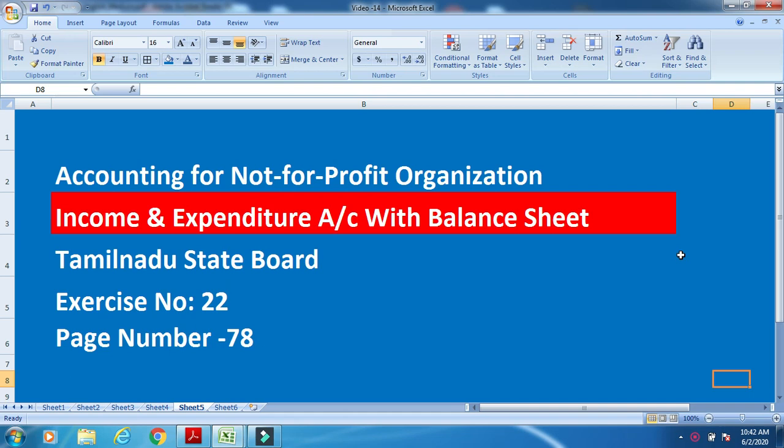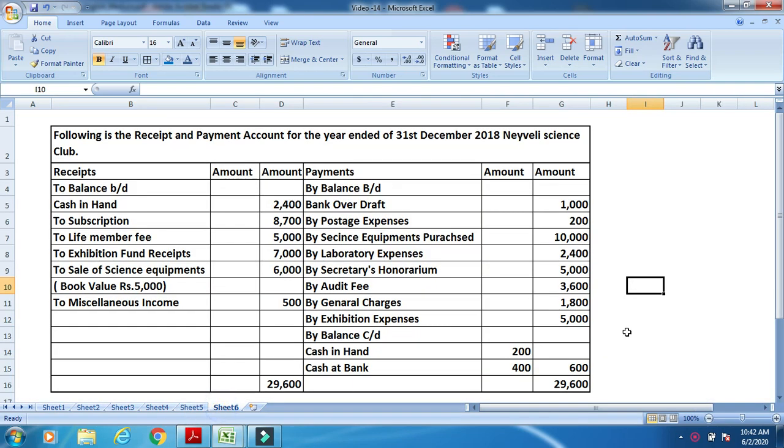This is Gopinath Ganesan. In this video, we will discuss how to prepare an income and expenditure account with balance sheet, Tamil Nadu State Board Accountancy subject, exercise number 22, page number 78. Following is the receipt and payment account for the year ended 31st December 2018, Neyveli Science Club.